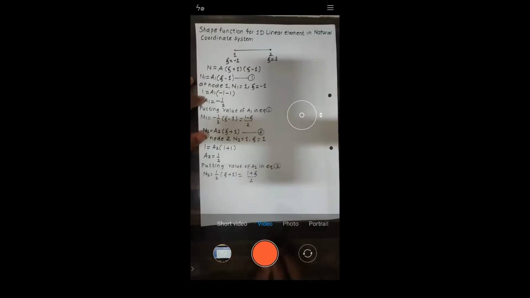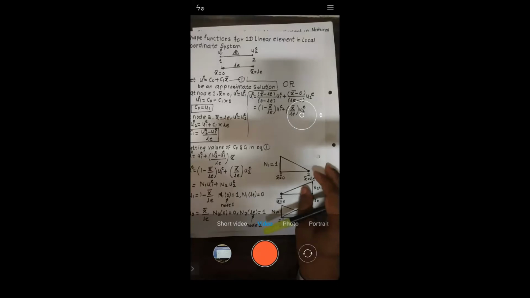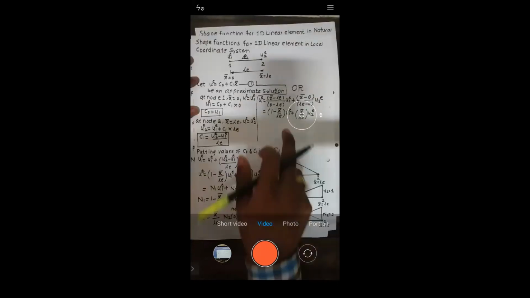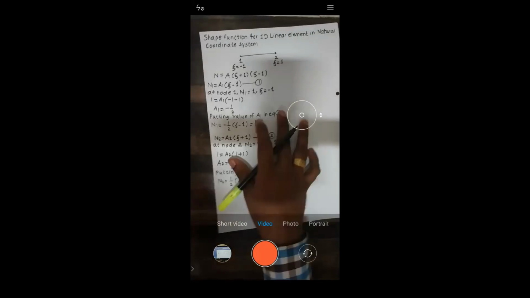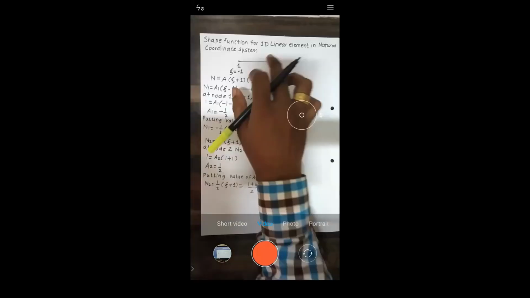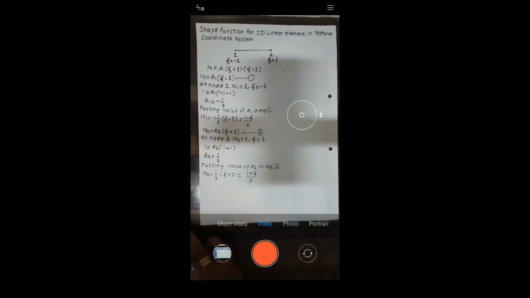Have you understood this? See, there is no need of any confusion. Let me clear. Initially, we derived in the local coordinate system by 3 methods. This is the first method, this is the second method, and this is the third method. By 3 methods we derived, and afterwards we will solve by this third method only. So when we are deriving for the same 1D linear element in natural coordinates, we will follow this third method only. That's why I have taken the third method at the last. Understood?